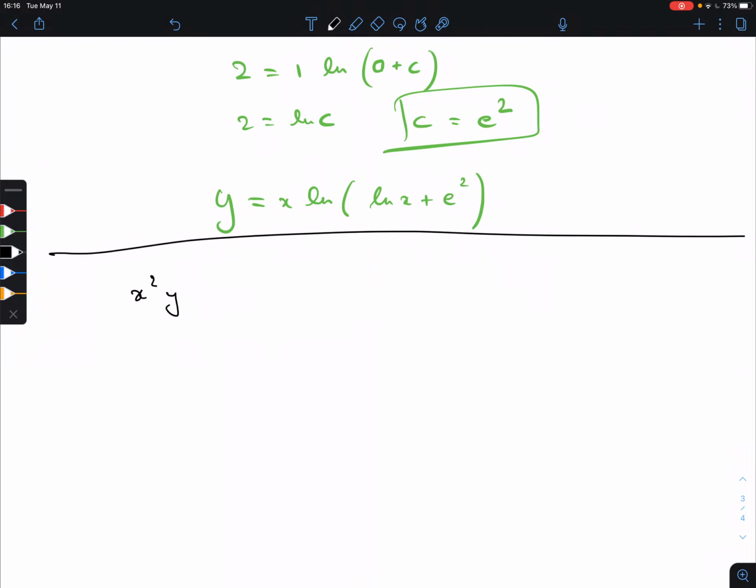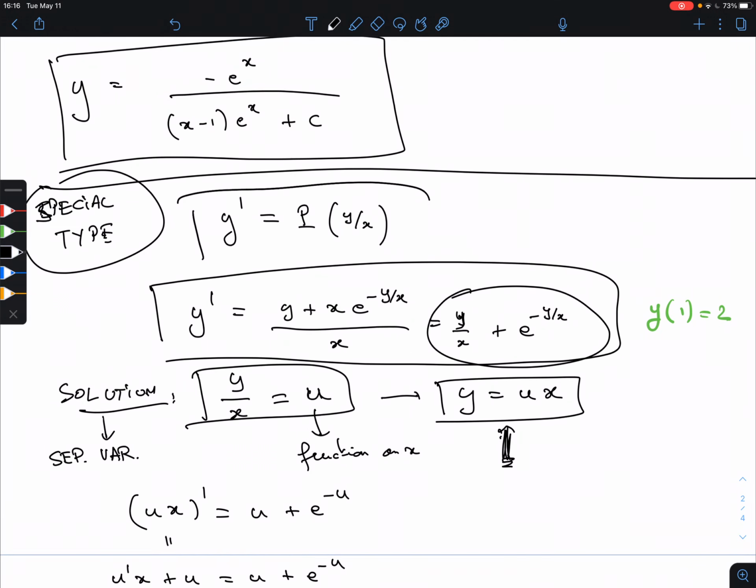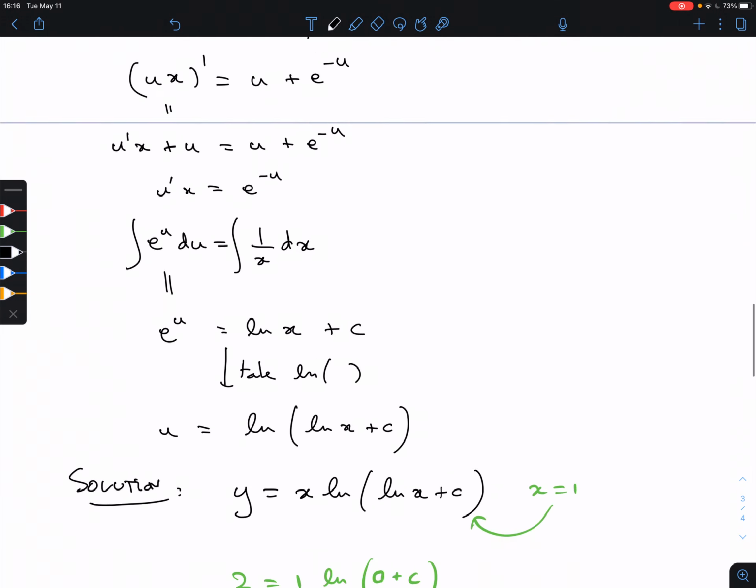x squared y prime equals y squared plus xy minus x squared. And let's do again, I'm going to do an initial value problem from the start now, y(1) is 2. Why is this of the form that I'm saying? Well, let's see. Let's try to write it this way. We have to write y prime as a function of y divided by x.